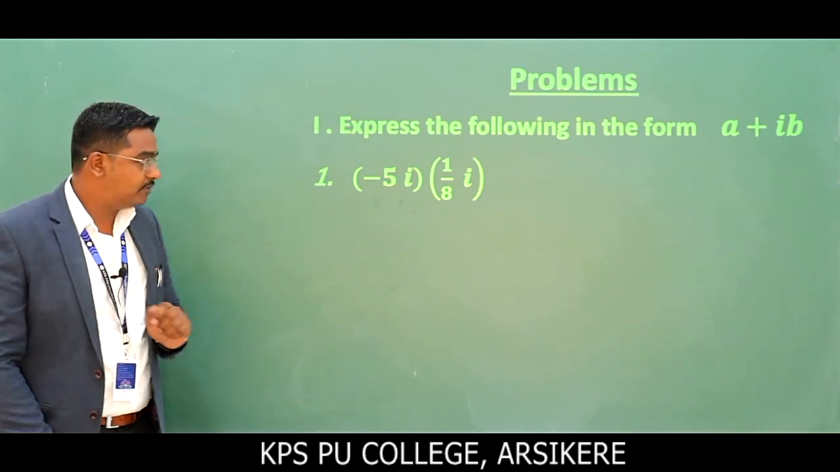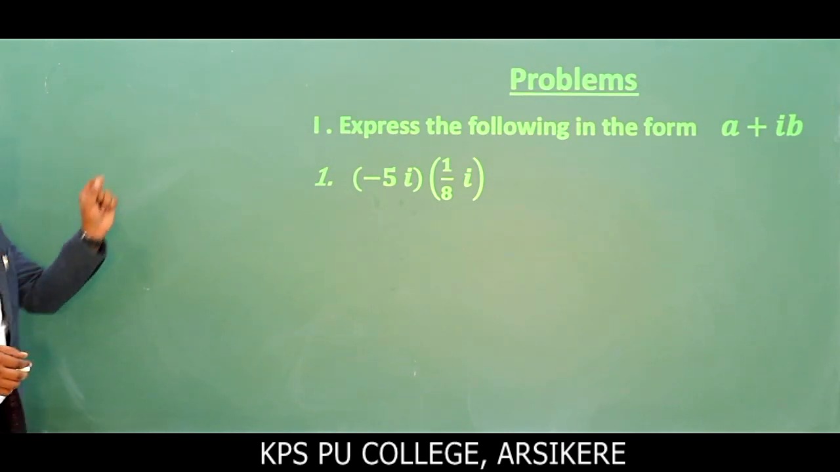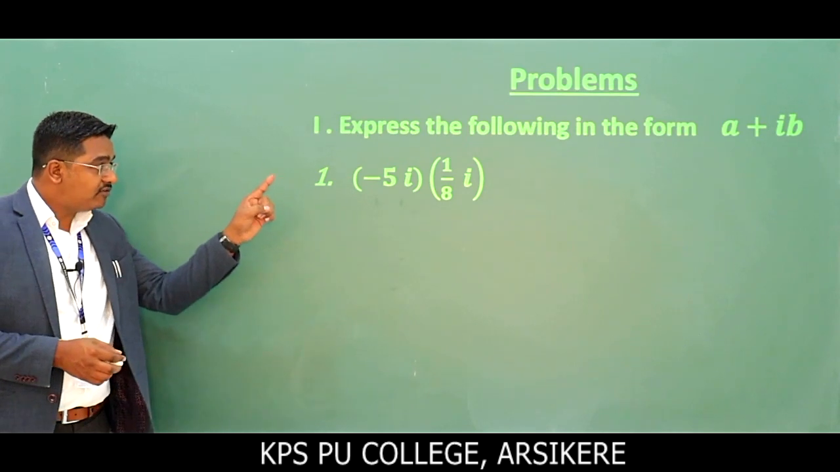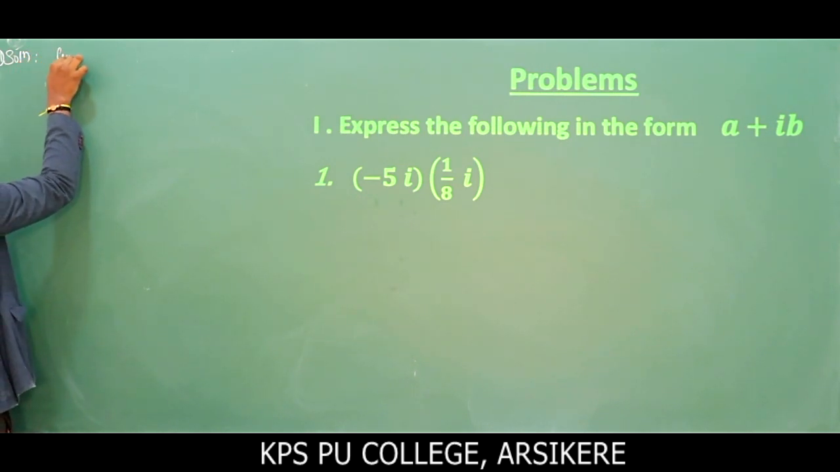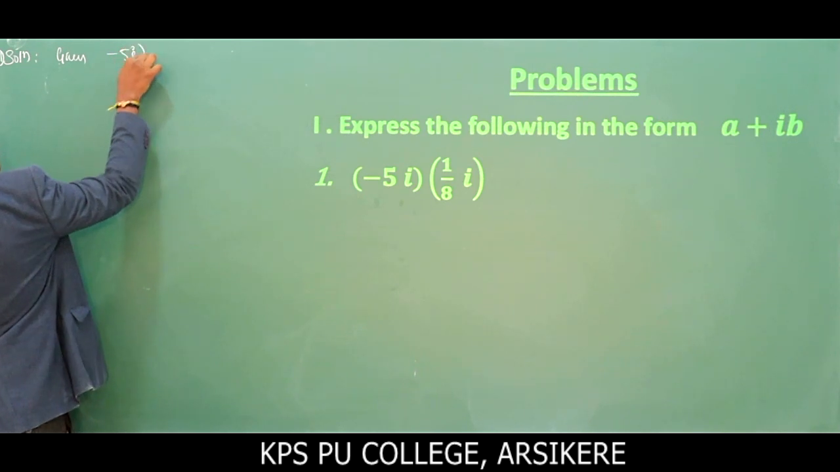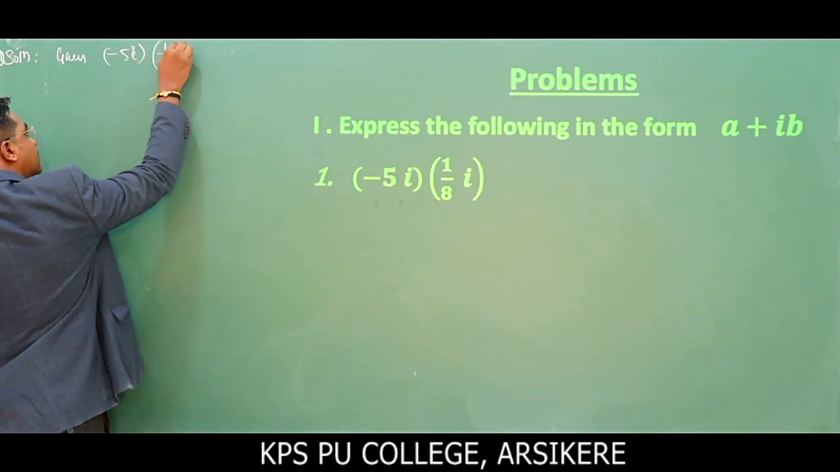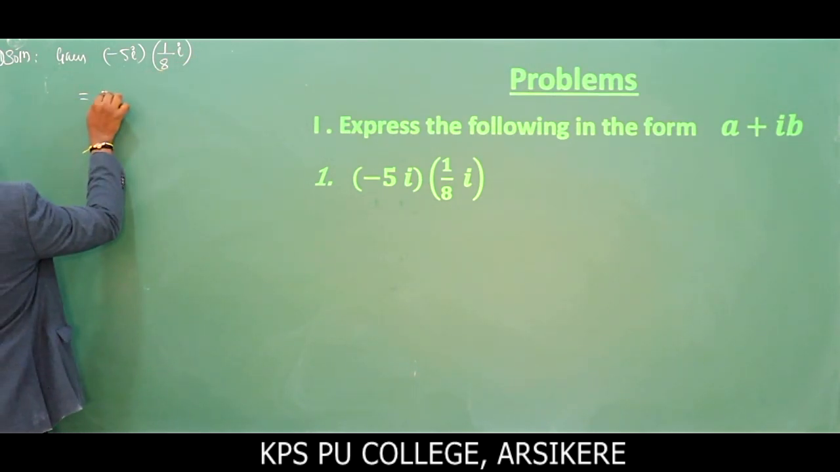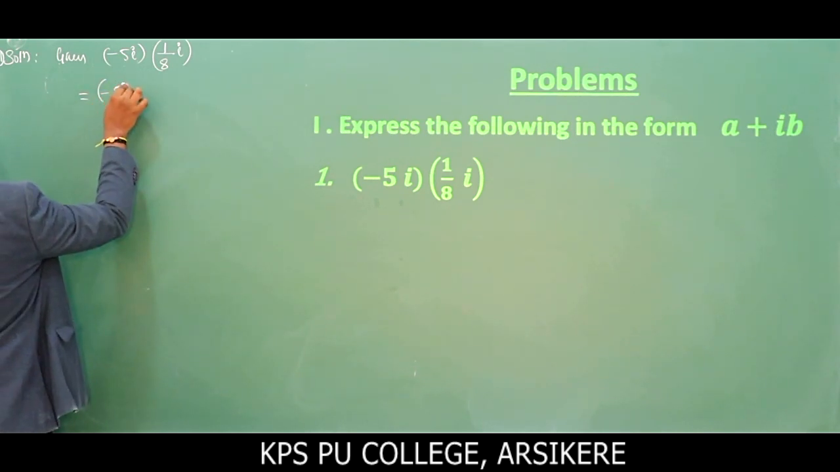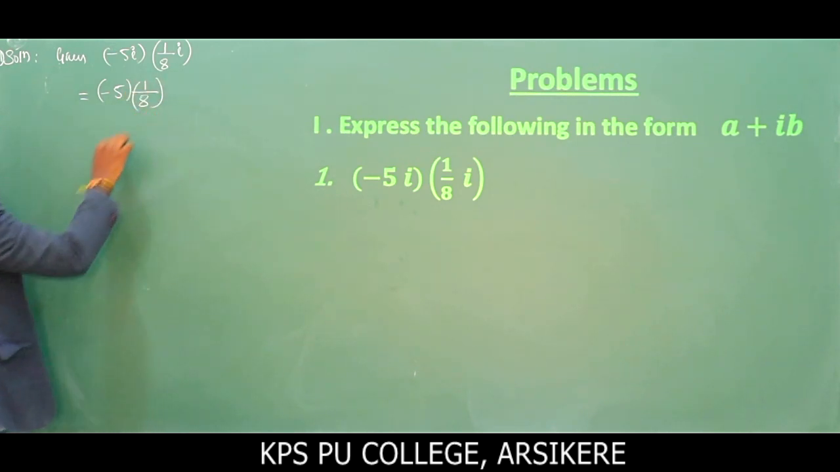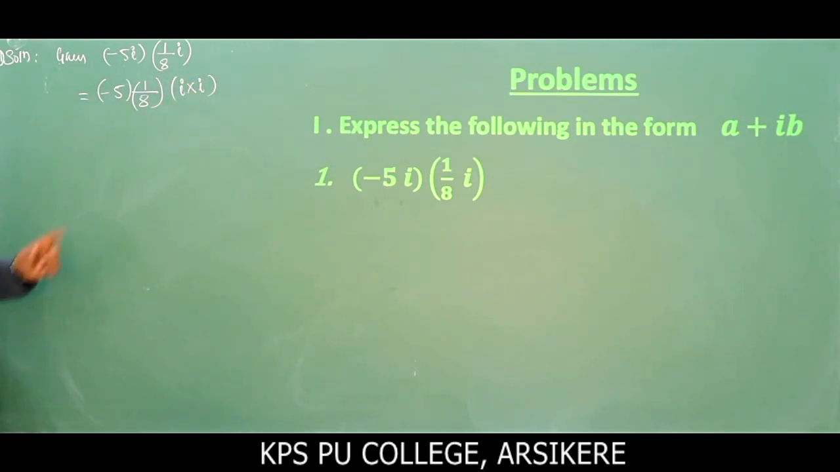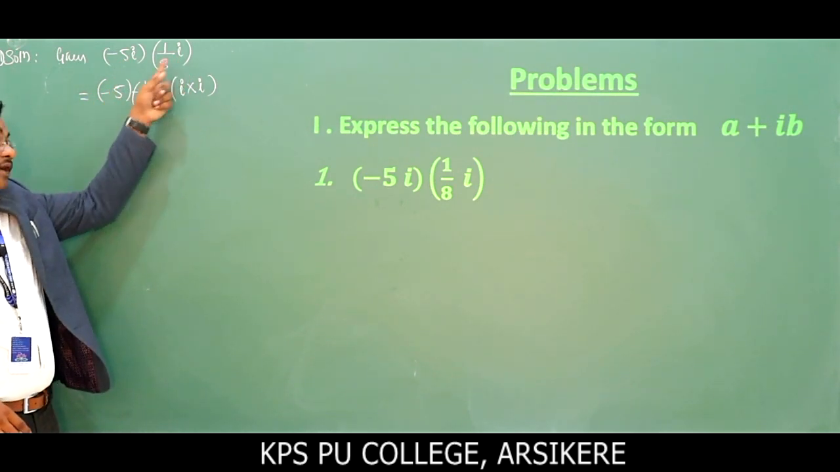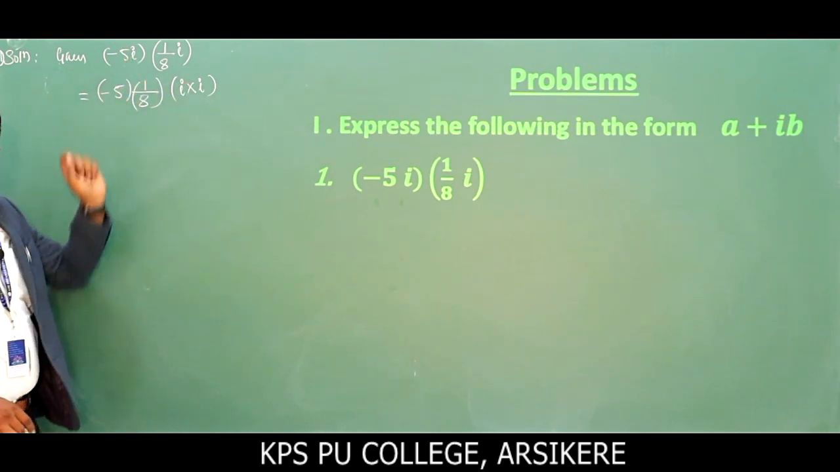We have to express it in the form a plus ib. Here, tell me, the first one is minus 5 into i into 1 divided by 8 into i. Okay, minus 5 into i into 1 divided by 8 into i. First one, solution. Given, the term is minus 5 into i into 1 divided by 8 into i. First I will simplify. Taking the integers first, the real part, that is minus 5 into 1 divided by 8, okay, then i into i. The coefficient of i here is minus 5, again here 1 divided by 8, minus 5 into 1 by 8, into, here we are left with i and here i, total we are left with i square.